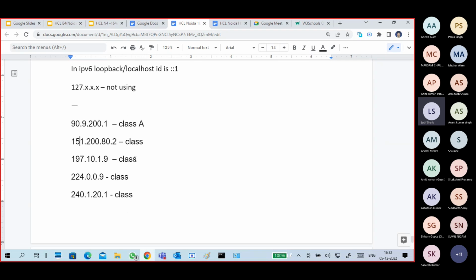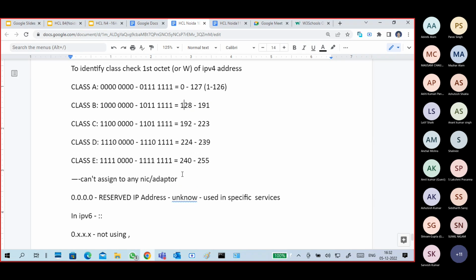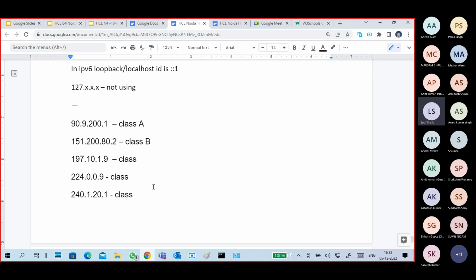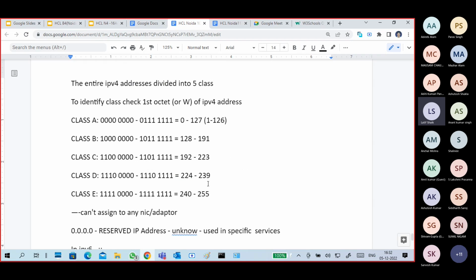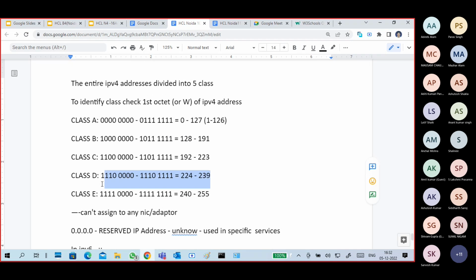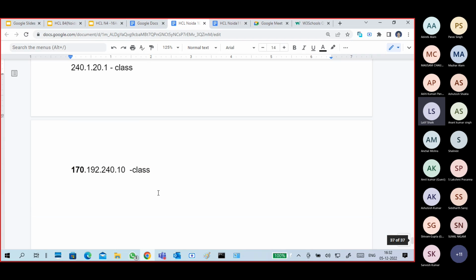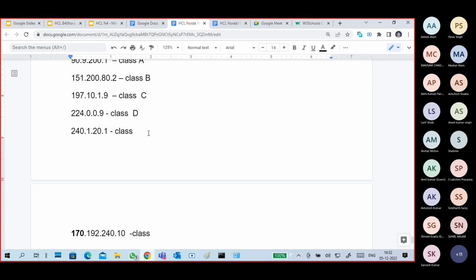Second one. Class B. So class B. 151 is in between this range. Class C. 197. Only look at 197 where it is suitable. Class C. 224. Class D. 240. Class E.